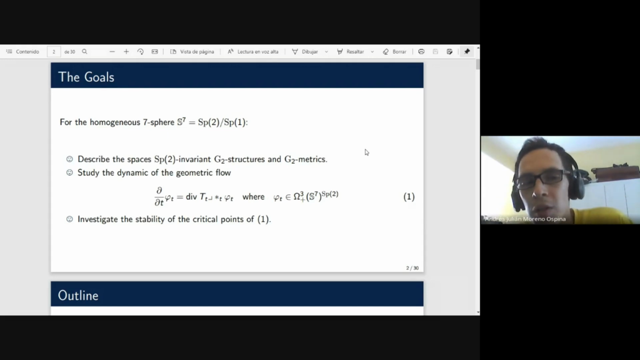The next natural question was to study the stability of the limit points, or the critical points, of this geometric flow. A lot of the concepts in this talk are related to the previous talk of Professor Lauret, Professor Lucas, and even the previous talk of Professor Lino.